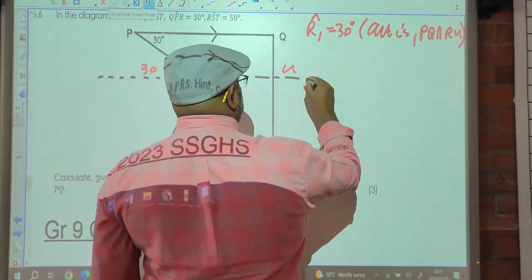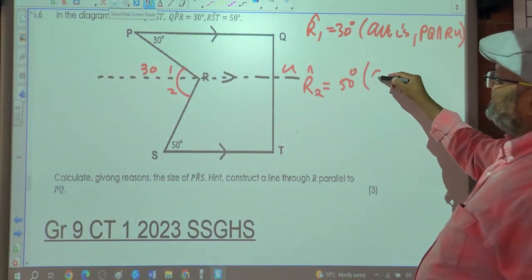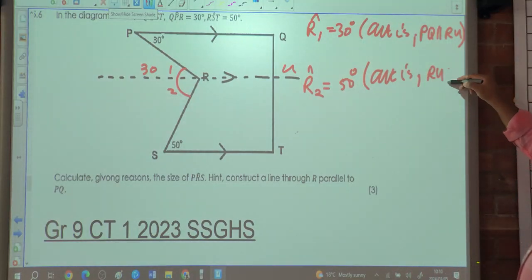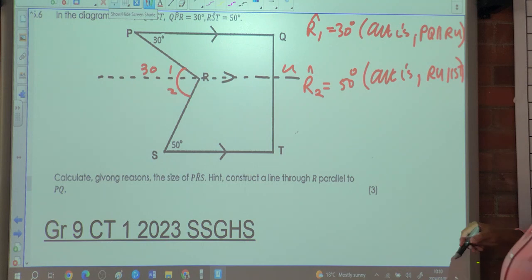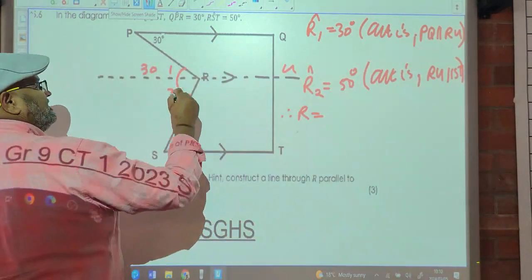So R2, did I say R1 now? R2 is going to be 50 degrees. And the reason again is alternate angles, with RU being parallel to the other line. So therefore angle R will be 30 plus 50.